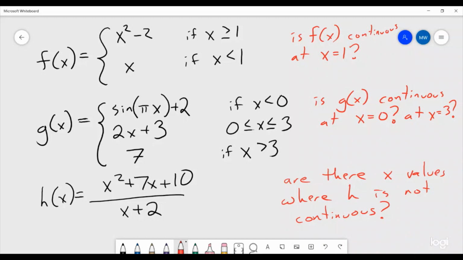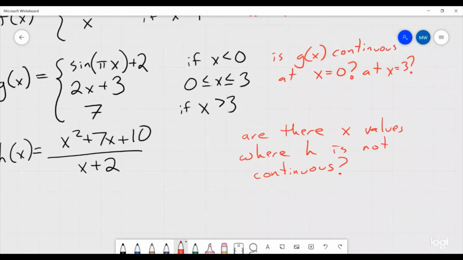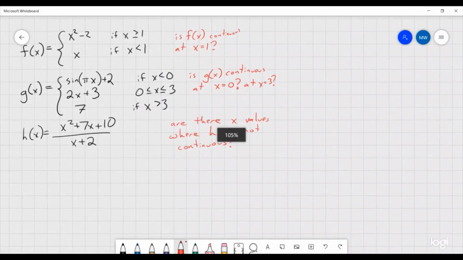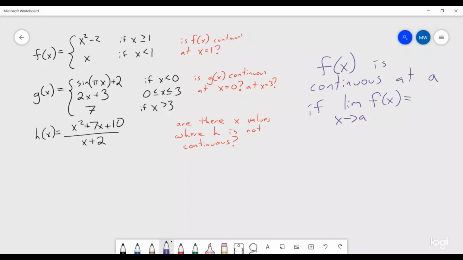So let's start by reminding ourselves what it means for something to be continuous. A function f of x is continuous at a point a if the limit as x approaches a of f of x is equal to f of a. Okay, so this is what it means for it to be continuous.